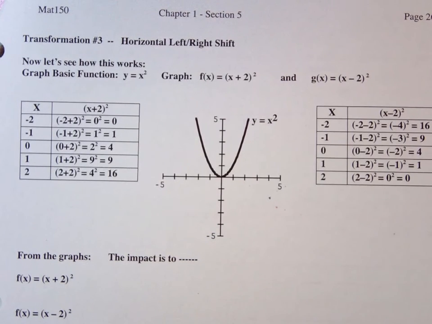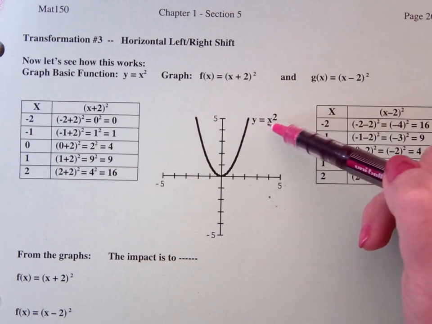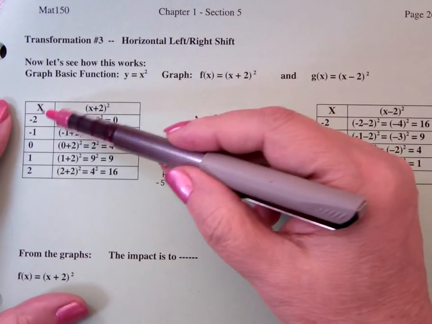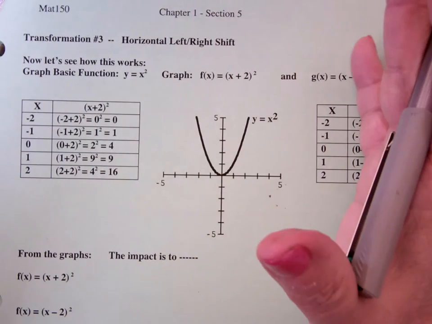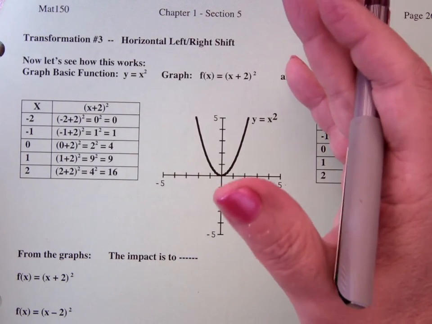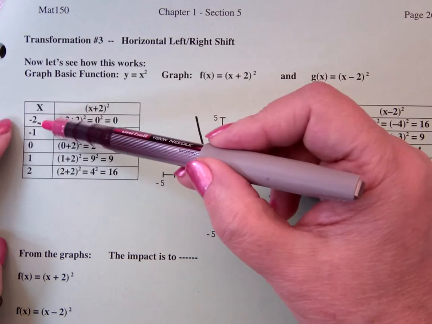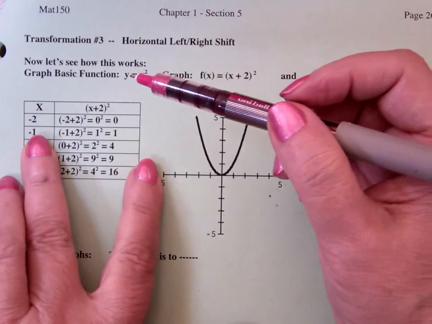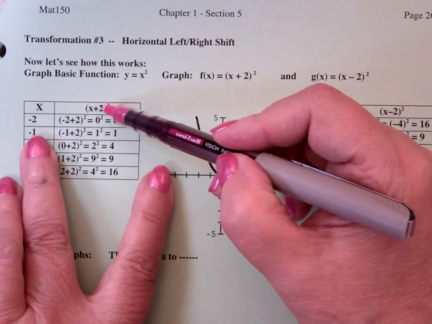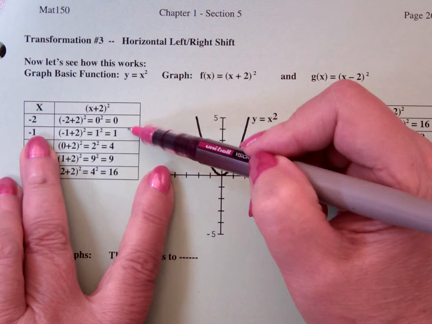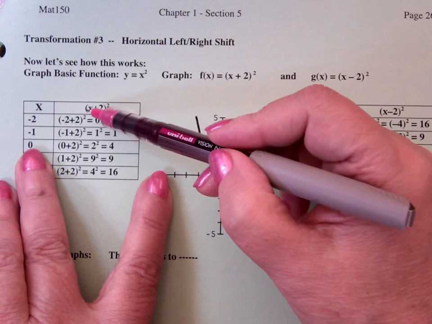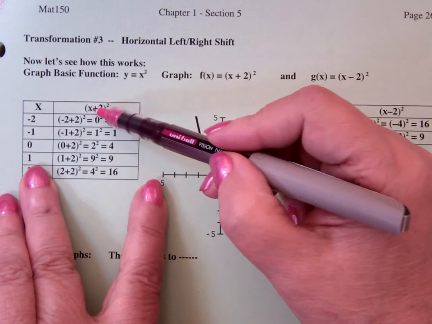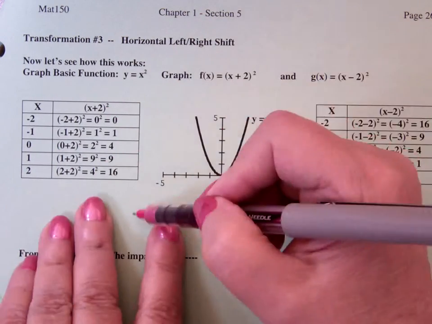So here we go. If I'm looking at our old furry friend, again, y equals x squared, that's our basic function. If I'm looking at just graphing straight out y equals x plus 2 the quantity squared, I start at -2, -1, 0, 1, and 2. And just plug in -2, I get -2 plus 2 quantity squared, I get 0. -1, -1 plus 2 is 1 squared, I get 1. 0, 0 plus 2 squared, I get 4, and so on.